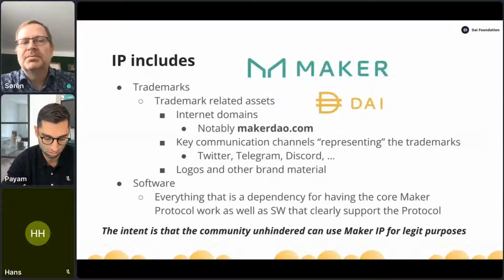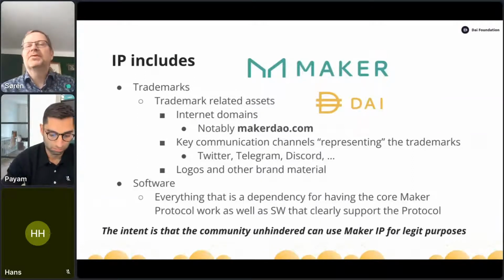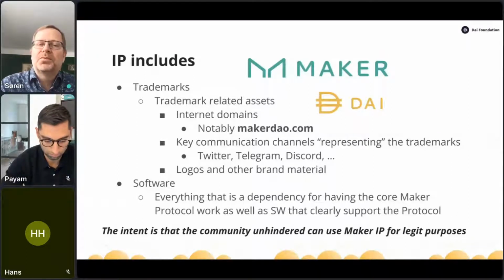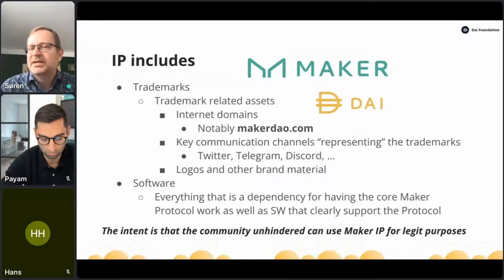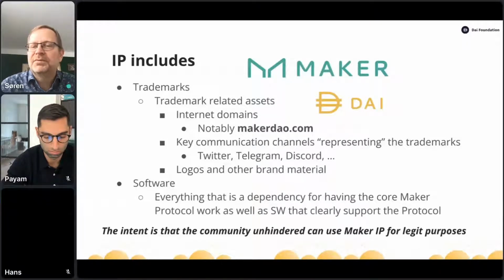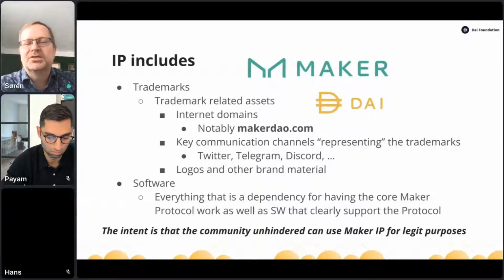The other kind of IP we hold, that's the software part, where everything that is a dependency for having the core Maker protocol work well, as some kind of software that doesn't necessarily have to be designated as a piece of the protocol, but it is something that clearly supports the protocol. That is also something that we can take copyright ownership of.